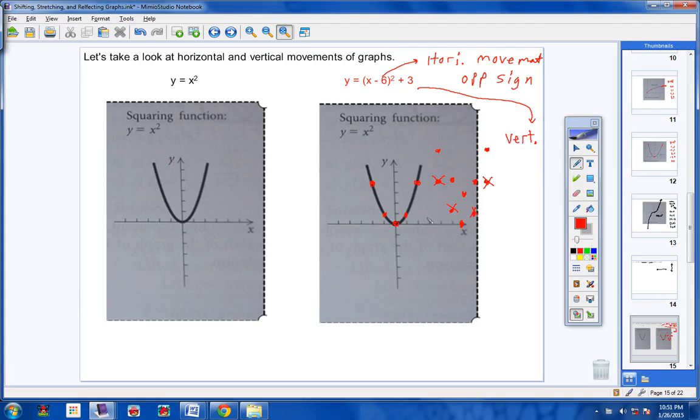Now students, this has not been the neatest presentation, so I hope I've not confused you. Let's go over this again. I took this point here and I moved it to the right. How many? 6. Then I moved it up. How many? 3. Okay, I did that to all the points. So my new graph is this right here.